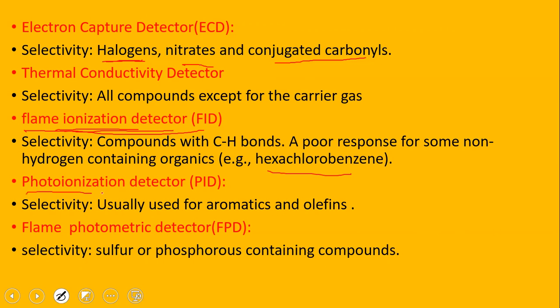Then photoionization detector, PID. Selectivity is usually for aromatics and olefins. Aromatics and olefins are detected by photoionization detectors.